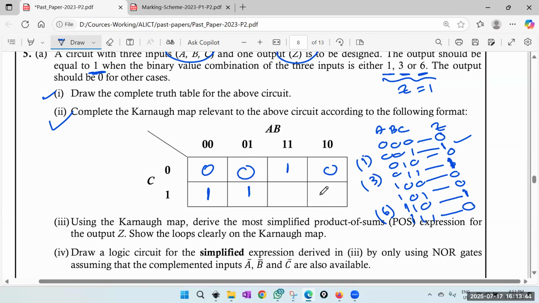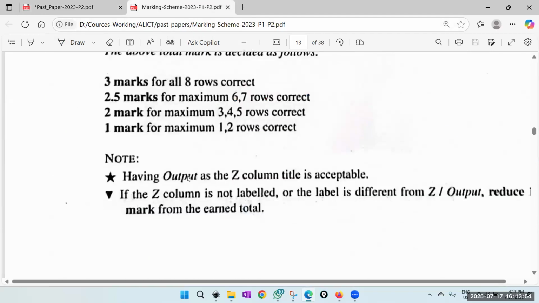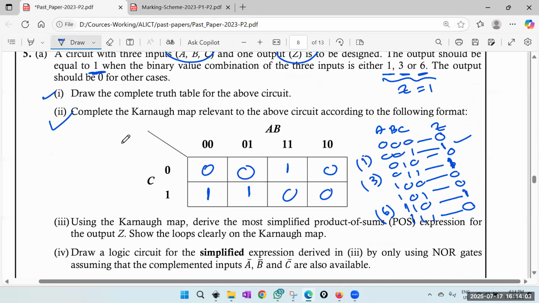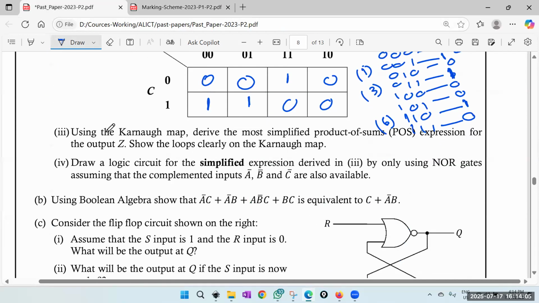Okay. Right. So that is the Carnot map. Okay. So that is the answer for the second one. Yes, these two are 1. This is 1. Right. This is correct. Right. Third part. Using the Carnot map, derive the most simplified product of sum.